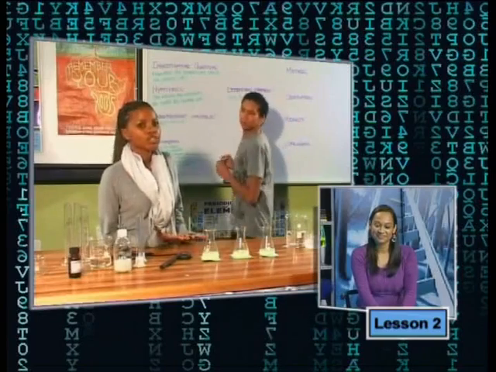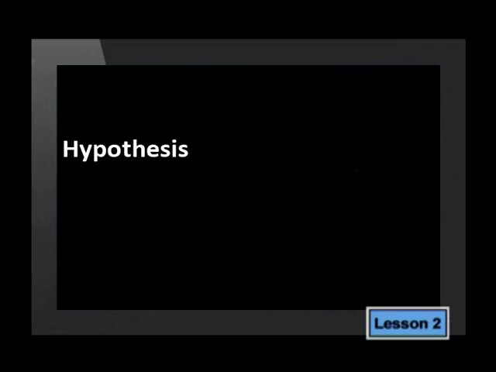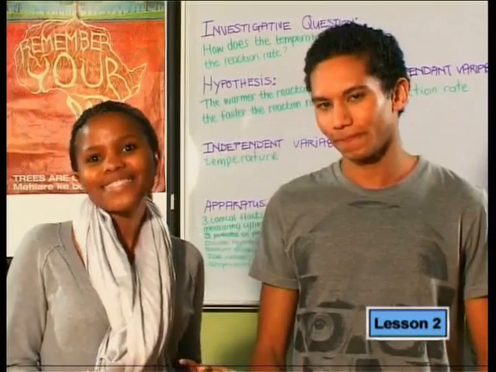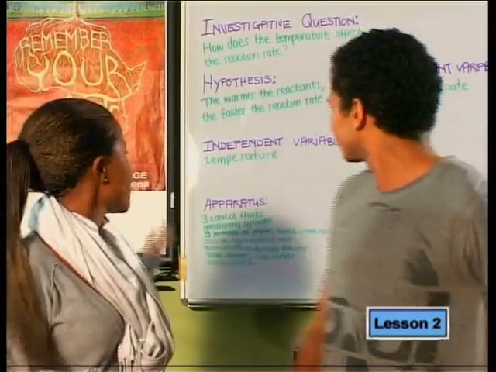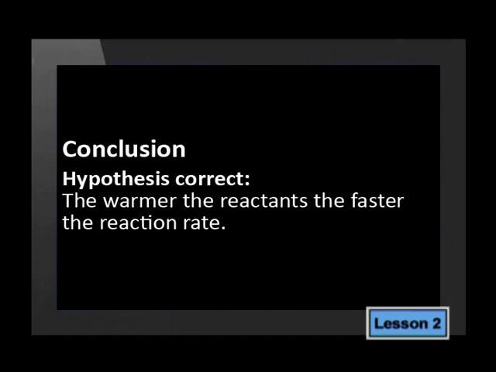Now we need a conclusion. We have the result, but it's more complicated to write the conclusion. The conclusion should agree or disagree with your hypothesis in the beginning. So our hypothesis was, the warmer the reactants, the faster the reaction rate. And your results confirm your hypothesis. That means our hypothesis was correct. The warmer the reactants, the faster the reaction rate. Well done, you two. I'll leave you now to write up the method.